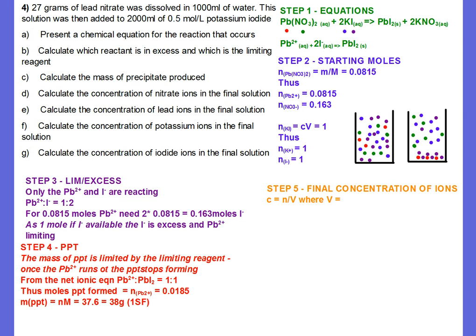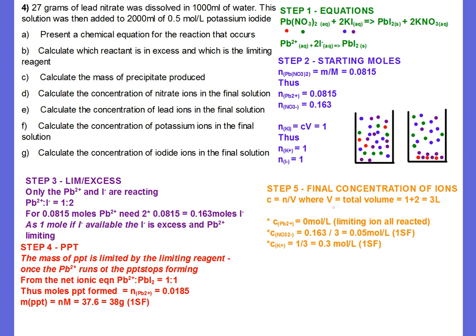The last section now is the final concentration of ions. Now concentration is number of moles divided by volume, but this time the total volume is actually the volume of the whole solution. We mixed together a 2 litre and a 1 litre solution. Therefore the total volume is obviously going to be 3 litres. So the first thing, concentration of lead ions. We already said the concentration of lead ions is now 0 because all the lead is trapped in the precipitate. That's the limiting ion.